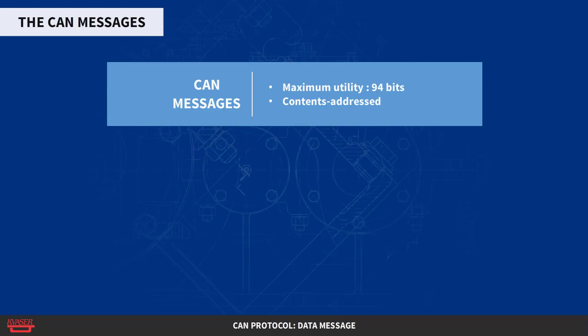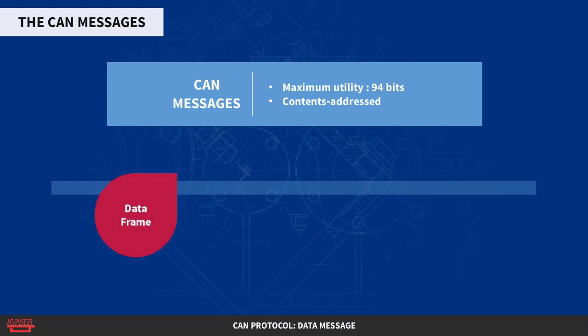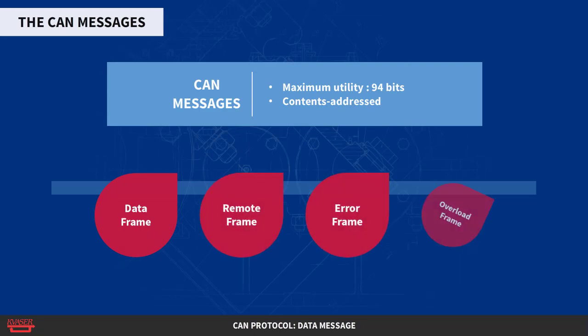There are 4 different message types, or frames, on a CAN bus. 1, the data frame. 2, the remote frame. 3, the error frame. And 4, the overload frame.